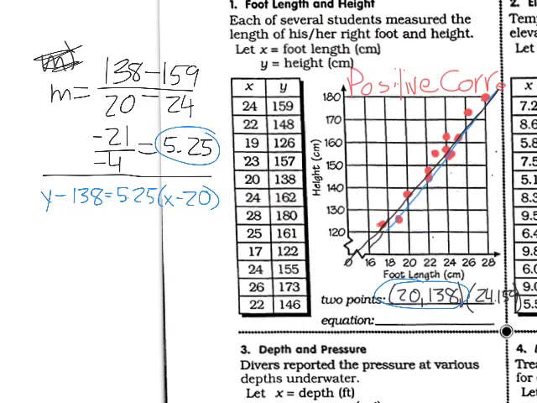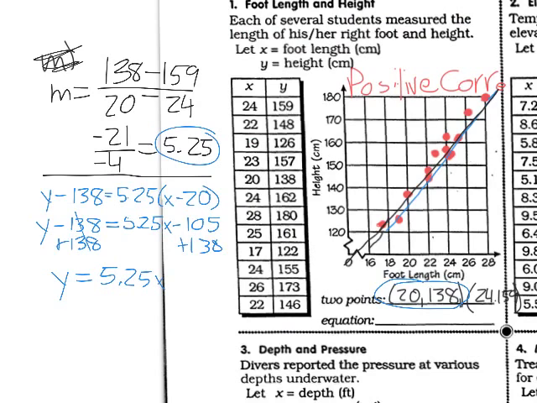So now I have point-slope form, and remember every final answer needs to be in slope-intercept, so I distribute. y minus 138 equals 5.25x, and then 5.25 times 20, or times negative 20, is negative 105. And then lastly, I add 138 to both sides. And y equals 5.25x plus, it looks like 33. So there's my equation.